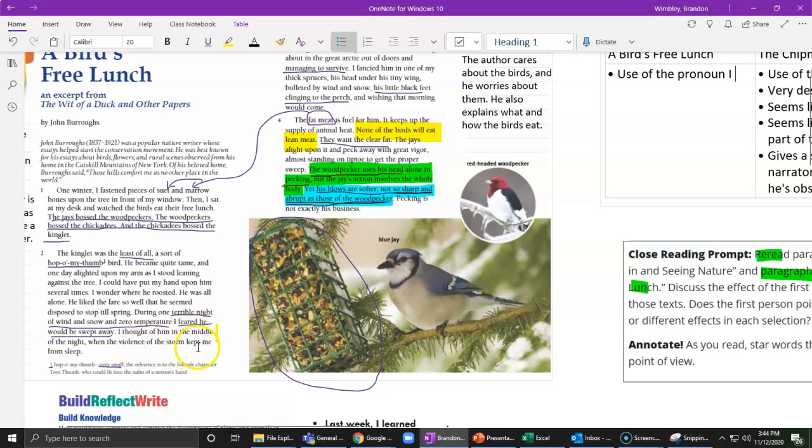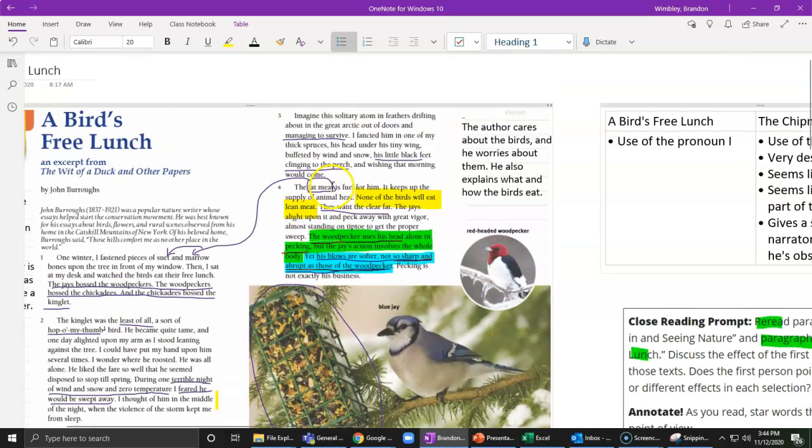The violence of the storm kept me from sleep. I like that imagery. During one terrible night of wind and snow and 0 temperatures, I feared he would be swept away. Imagine this solitary atom of feathers drifting about in the great Arctic, managing to survive. So we have some good description in here as well, and some figurative language to really get that idea of what's going on. Now this one also, if we don't want to put figurative language, we can put some descriptive language in as well, because he does do a good job of describing it, in addition to that figurative language.